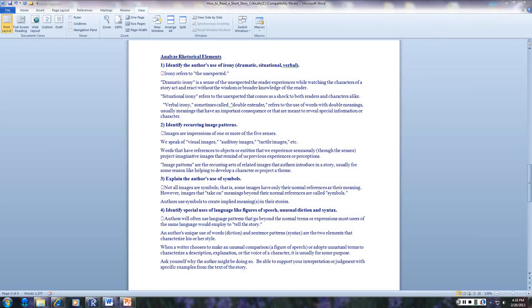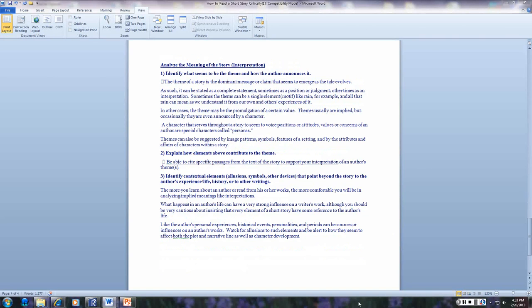We need to identify the special use of language, that is, particular word choices, figures of speech like similes and metaphors, all of the things that we look for in any literary text, we look for in a short story, because these things help to support our interpretation. So is there irony? Are there image patterns? Are there symbols? Are there special uses of language that we should pay attention to when we look at rhetorical elements? And finally, we take all of those things together and we interpret.